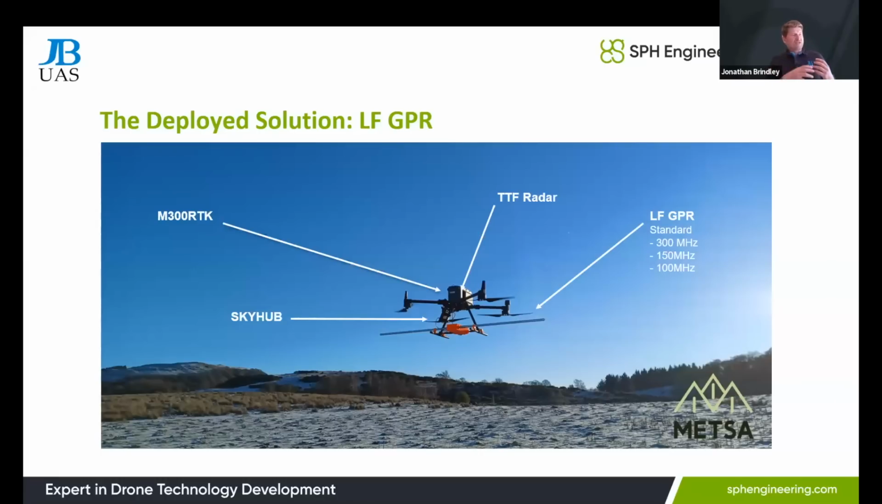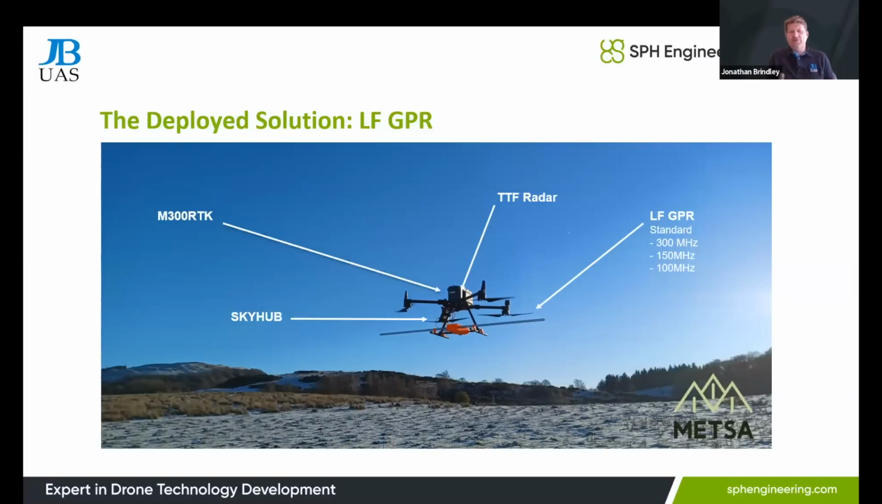We're using a SkyHub, and SkyHub simply is an onboard computer where we are taking the data from the LFGPR and we're fusing it with the telemetry from the M300 RTK so that we can provide a SEG-Y file, which is the standard format used by most processing software for GPR. So that's the beauty of having the SkyHub on board the system. It does all the fusing for you. It makes things really simple.